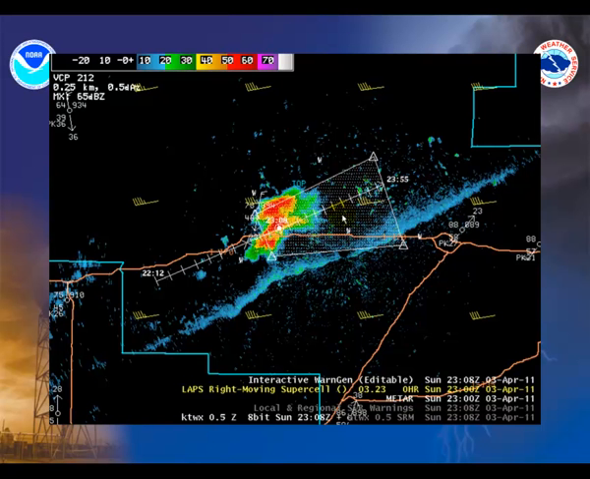But we also know that this boundary here is sagging to the southeast, and it's possible that at least some part of the propagation of this storm could be tied to the fact that this thing is moving southeast.